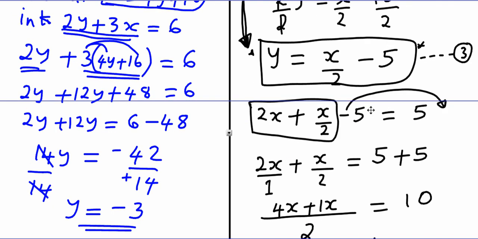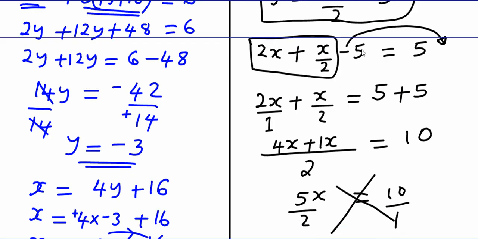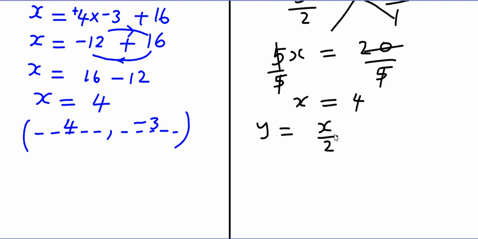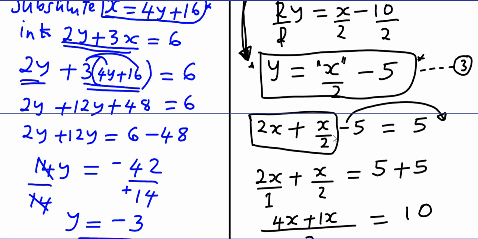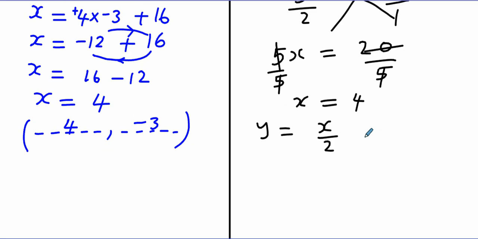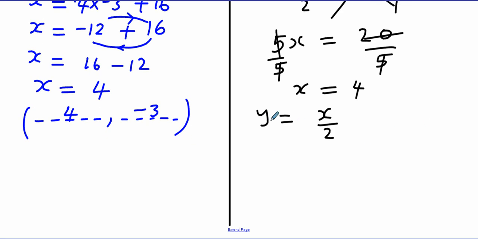Equation number 3 is here. y equals x over 2 minus 5. Now I already know the value of x, so it's very easy to substitute over there. Let me go back there. Yes, y equals x over 2 minus 5.